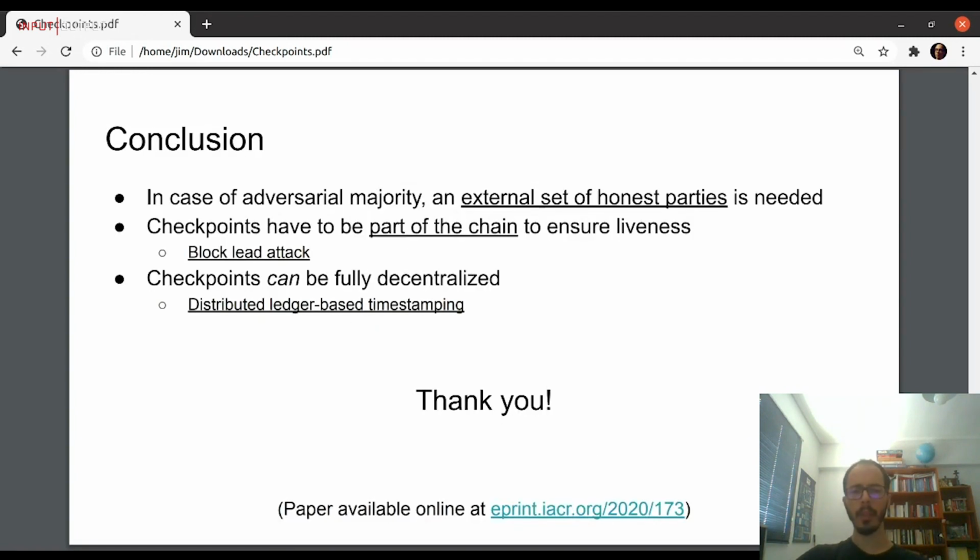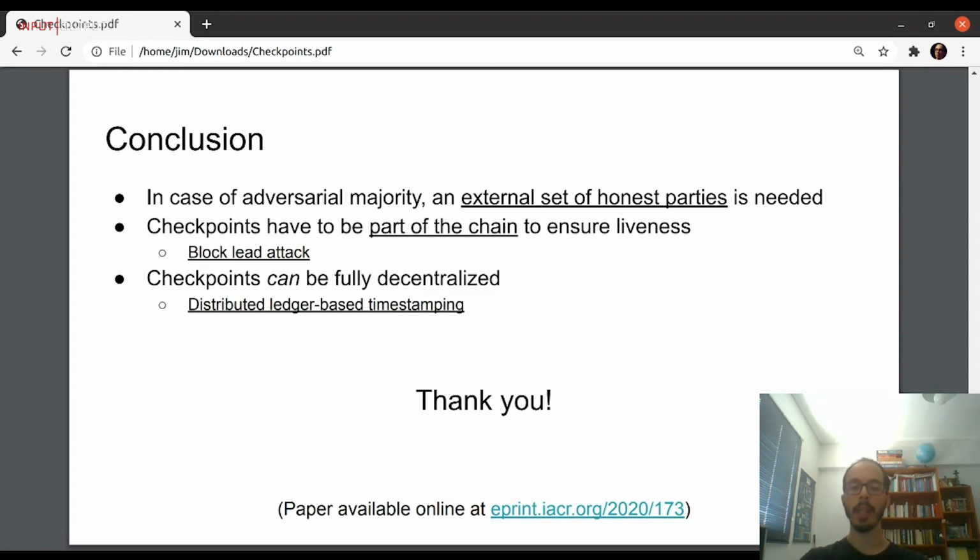Okay, so all in all, the three key takeaways are: first, if we have an adversarial majority, if the adversary has 51% of the mining power, then the system is insecure. And the only way to guarantee the ledger's properties is to introduce an external set of parties that is honest in order to guarantee them.